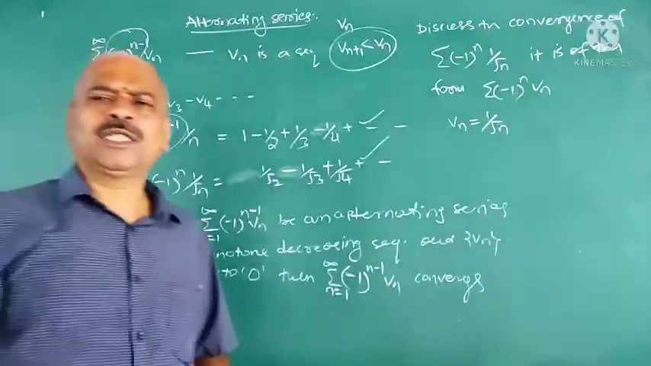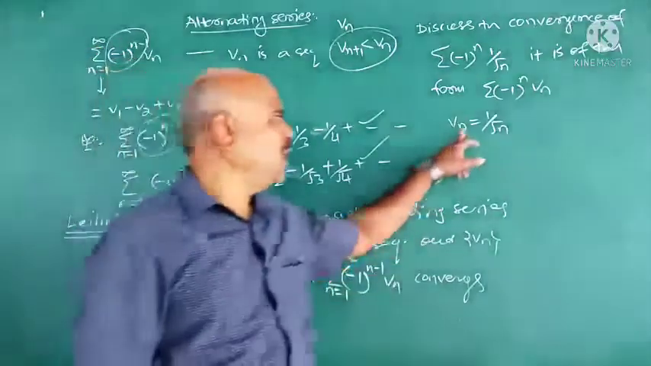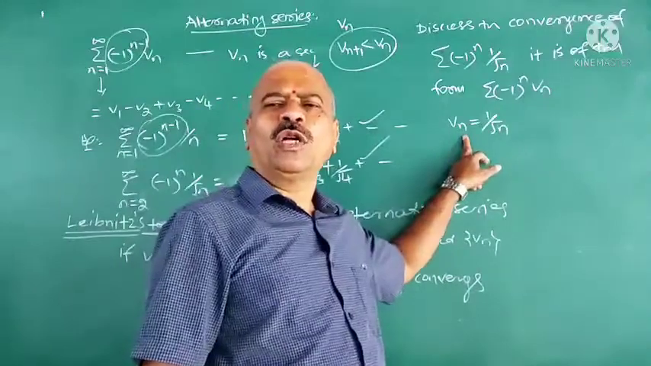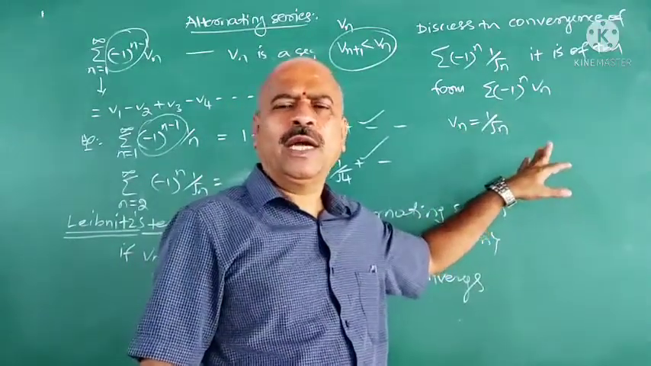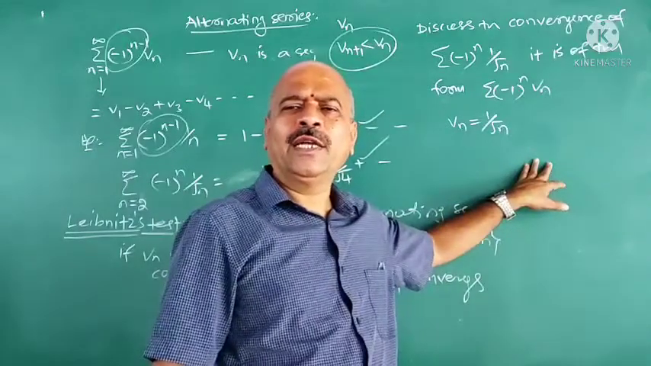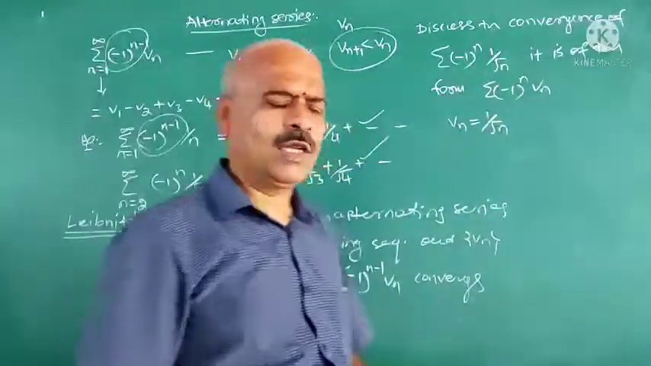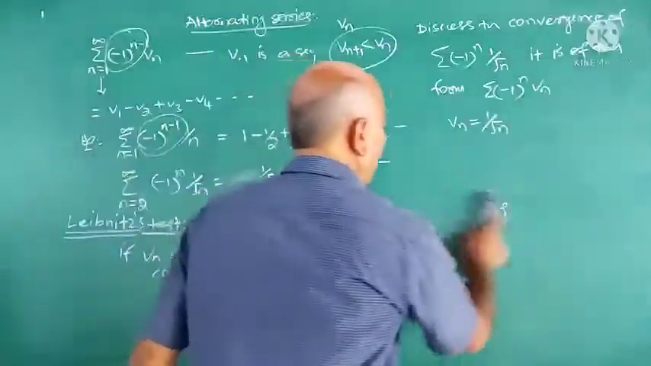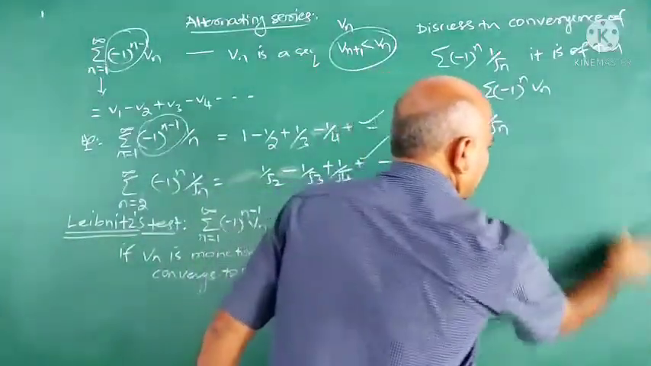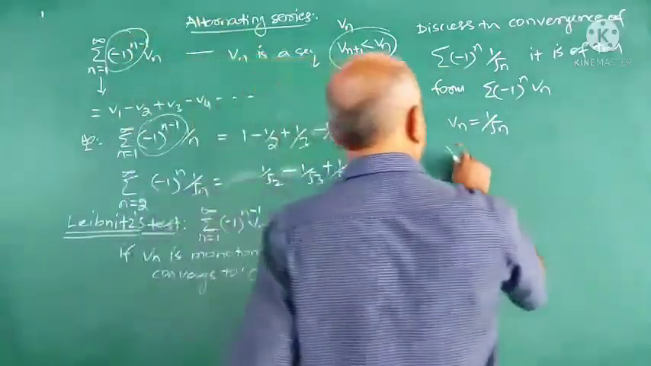Now we apply the Leibniz test. What does the Leibniz test say? If this Vn is a monotone decreasing sequence and tends to 0 as n tends to infinity, then this series converges. So we verify whether it is monotone decreasing. If so, it converges. Consider Vn plus 1.